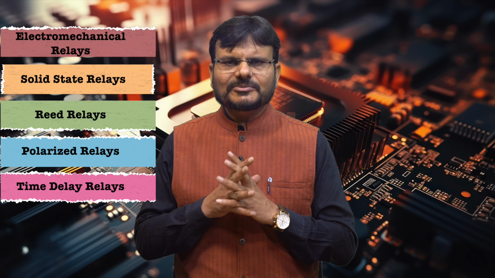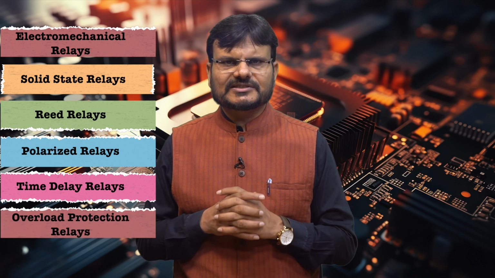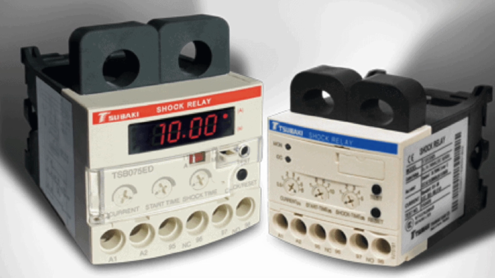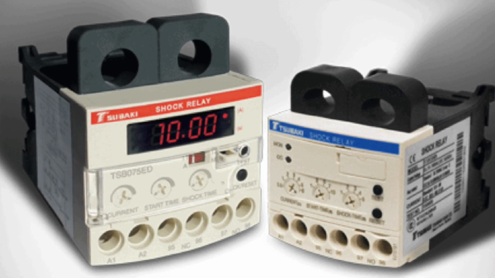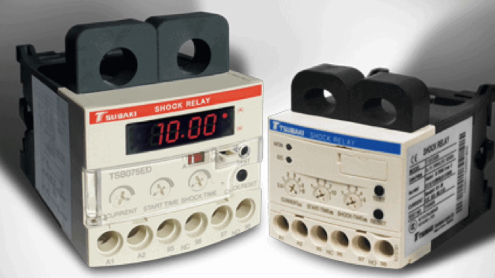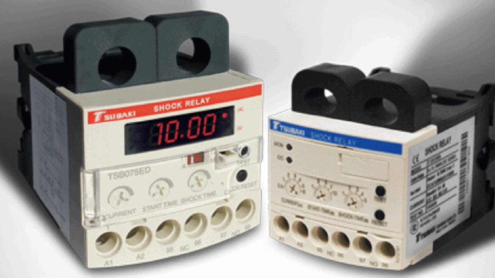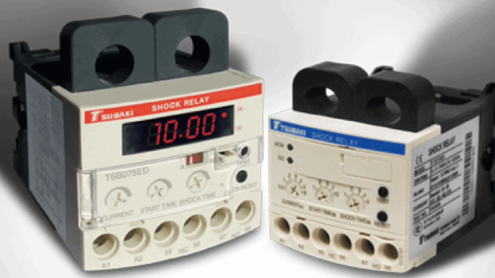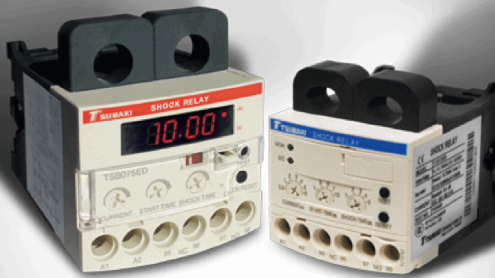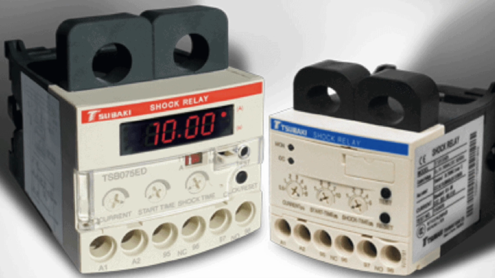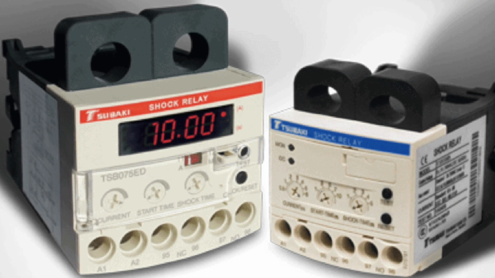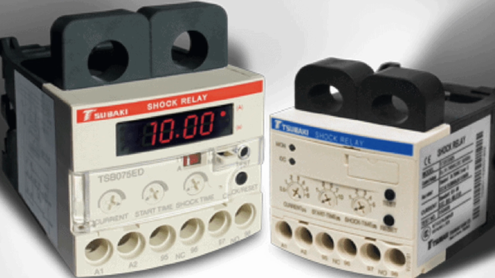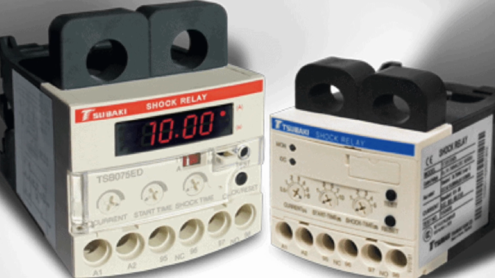The next relay can be classified as the overload protection relay. Overload protection relays protect electrical equipment from overload conditions. In this case, they trip or open contacts when current exceeds a preset level. They provide adjustable current settings and thermal protection for motors and transformers. They are used in motor protection and power distribution systems, ensuring equipment safety.